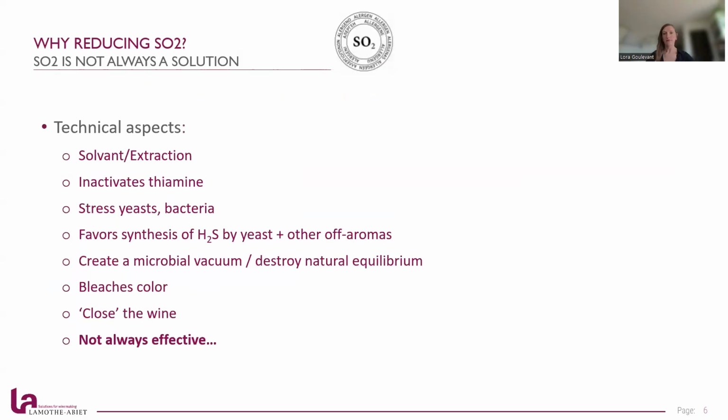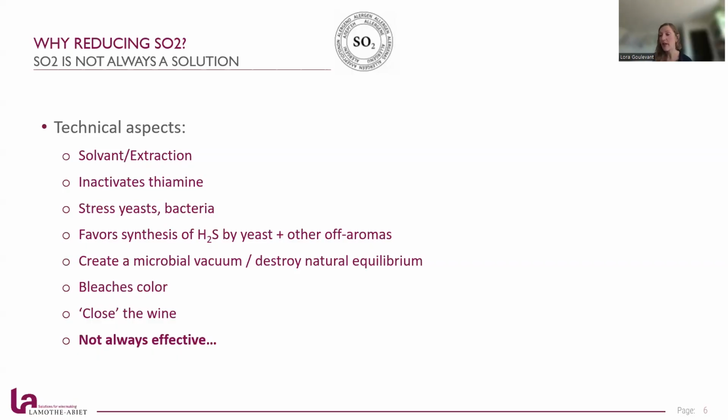SO2 is not always a solution, because first, it can be an advantage. So SO2 is a solvent. It does extract, but sometimes it extracts the compounds we don't necessarily want. Sometimes it can be just too much tannins, bitter tannins, or it can also inactivate thiamine, which is going to be useful for the fermentation. It does impact the microorganisms, so it can create some stress for the yeast or for the bacteria. It can increase the lag phase, for example, if you want to start a fermentation with a Saccharomyces. SO2 can favor the synthesis of H2S by the yeast or other sulfur compounds of aromas.